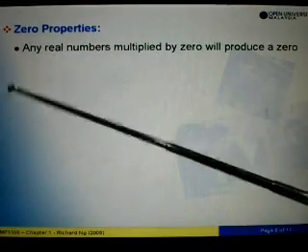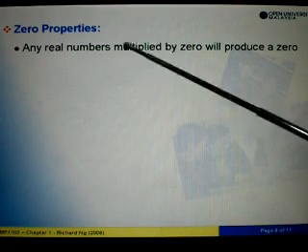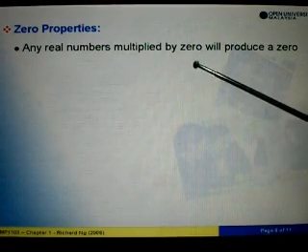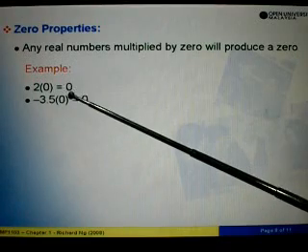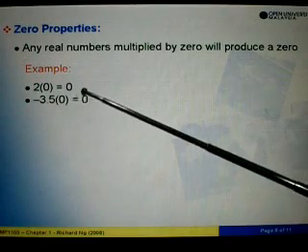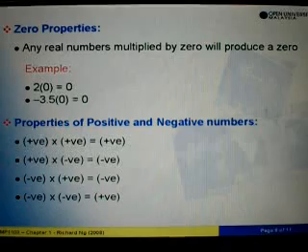Zero properties: any real number multiplied by 0 produces 0. For example, 2 times 0 will give you 0, or any number times 0 will give you 0. So this is known as zero properties.